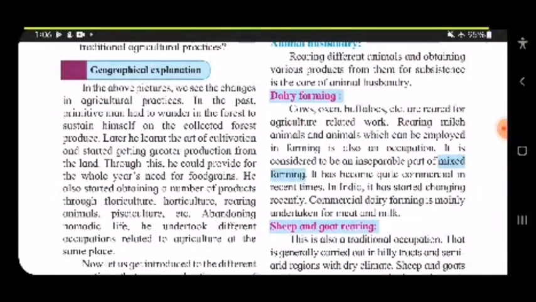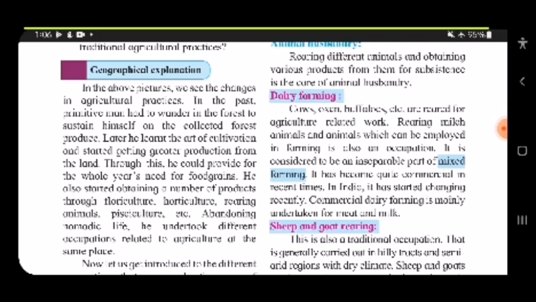Okay, we need to change. Why do we need to change? Because our work can be done faster. In the past, primitive man had to wander in the forest to sustain himself on the collected forest produce. We all know that during the olden times, man had to depend completely on the forest, hunting, fishing, gathering of food, right? Later, he learned the art of cultivation and started getting greater production from the land.